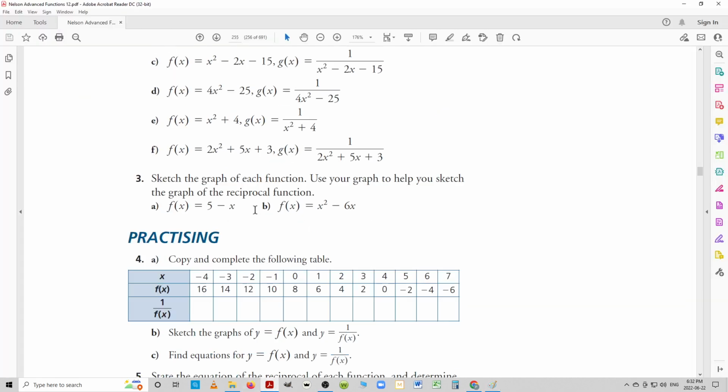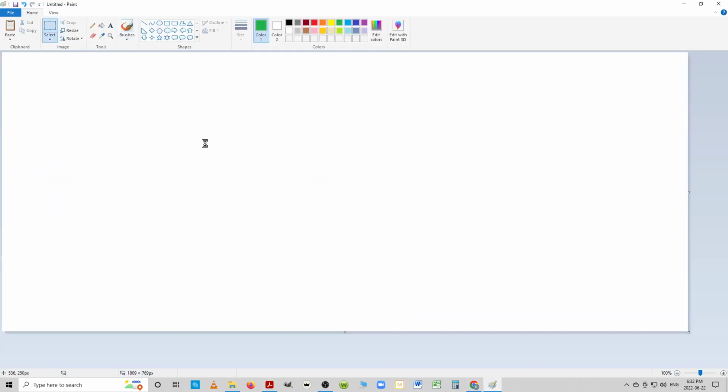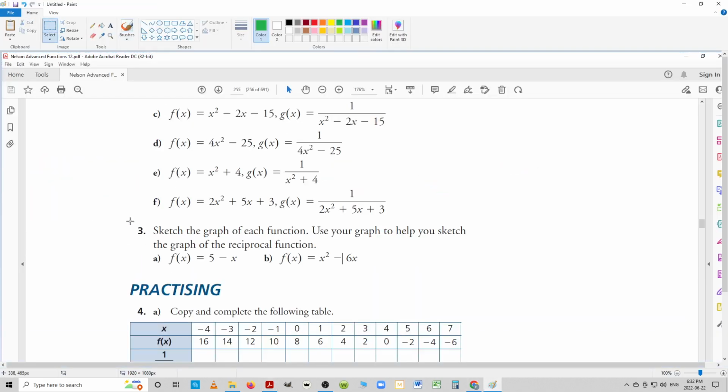Always find tricks. Sketch the graph of each function. Use your graph to help you sketch the reciprocal. So I'm going to pause it after this because I have some things to do, but 3 is not a bad point to reach. So we're going to pull up this. We're going to just clear our sheet. And it's always good to pause these and see if you can do them first.